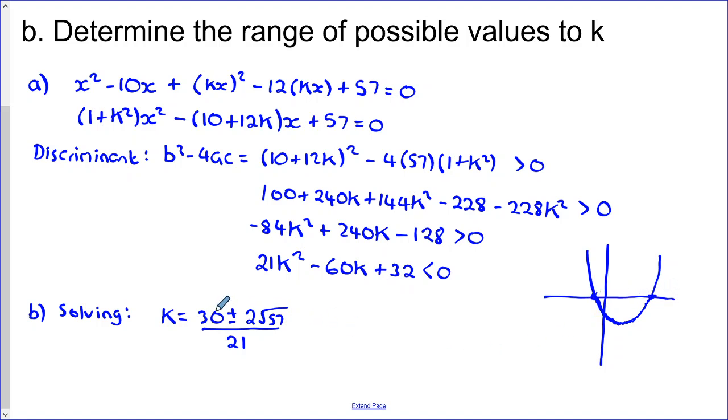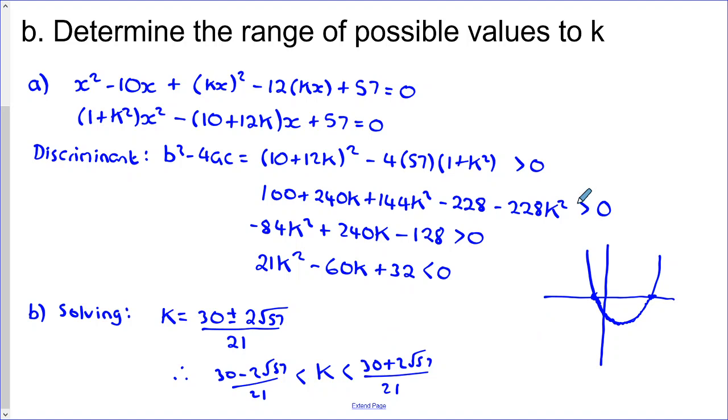So between 30 plus this and 30 minus this. So 30 minus 2 root 57 over 21 is less than k, which is less than 30 plus 2 root 57 over 21. It's not the nicest answer. We could get it as a decimal. We're not actually told what form to leave it in. This is exact. We could get decimals and round to 3 significant figures as well.